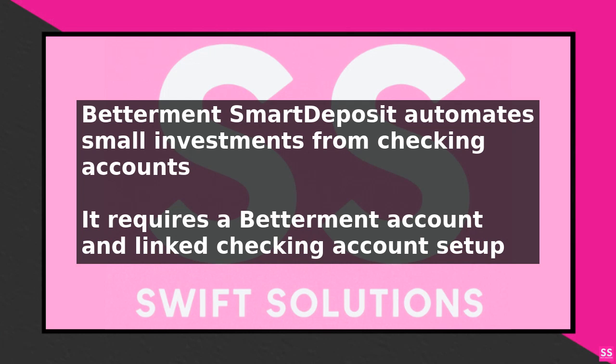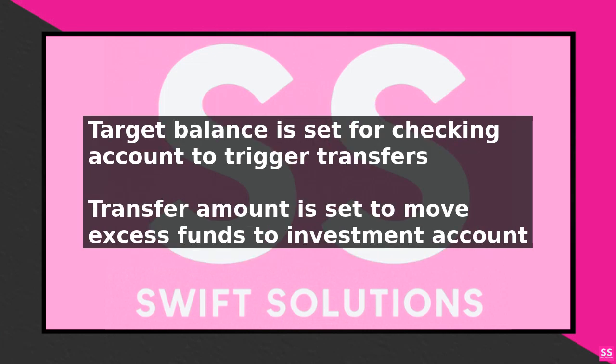In the SmartDeposit settings, you will be asked to set a target balance for your checking account. This target balance is the amount of money you want to keep in your checking account at all times. Next, you will need to set the amount you want to transfer from your checking account to your Betterment investment account whenever your checking account balance exceeds the target balance.